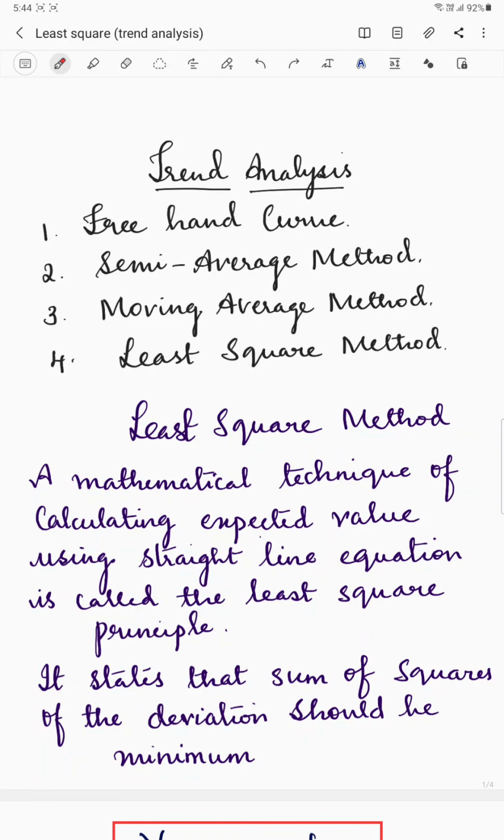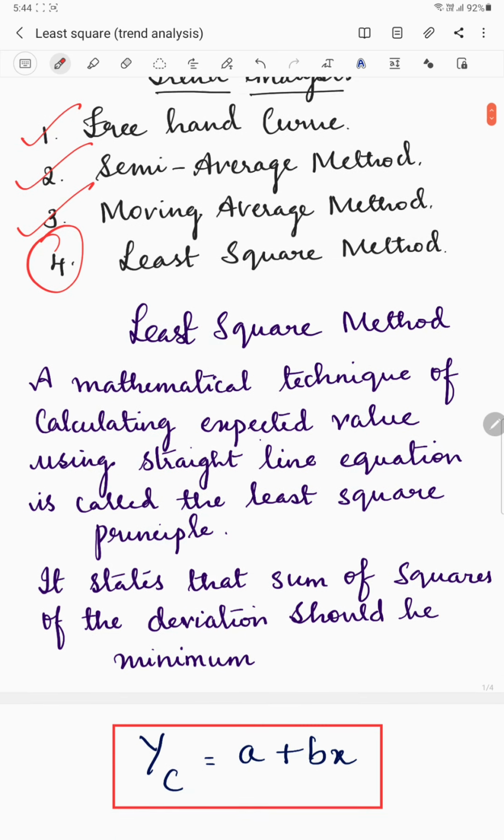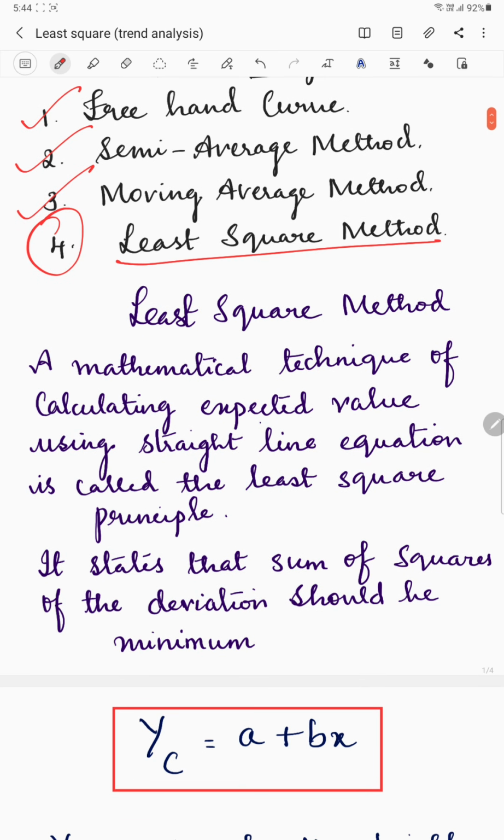So today we'll understand trend analysis. In trend analysis, the first method is freehand curve. The second method is semi-average method. The third method is moving average method. So today we're going to solve least square principle, also called the least square method.